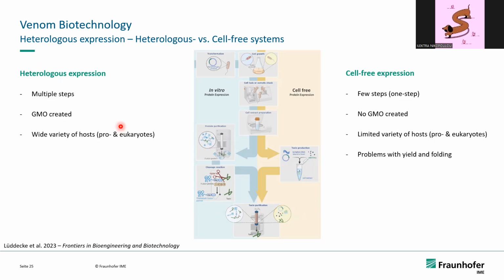The heterologous system contains multiple steps. It has a disadvantage that a GMO is created. However, you have a wide range of hosts, and therefore you are very flexible with that. The cell-free expression system only contains very few steps. Very often, if you go for commercial ones, it's even a one-step thing. You don't create a GMO. However, you have a very limited variety of hosts, but systems for pro- and eukaryotes are available. However, cell-free systems have problems with yield and folding.